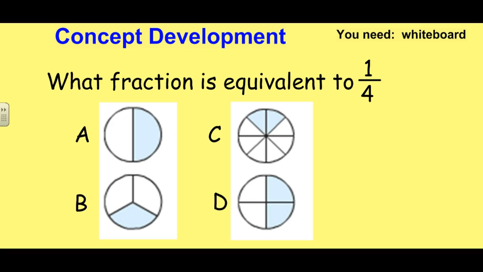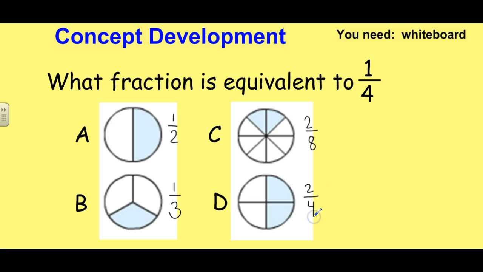Okay? I'm going to let you do this one on your own, but it's asking what fraction is equivalent to 1/4. So that means what fraction out of A, B, C, and D is equivalent to 1/4. What you should always do if you see this type of problem is, out beside each model, write what that fraction is. So this one is 1/2. B is actually 1/3. C is, there's 8 equal parts, so that's 2/8. And then D is 2/4.